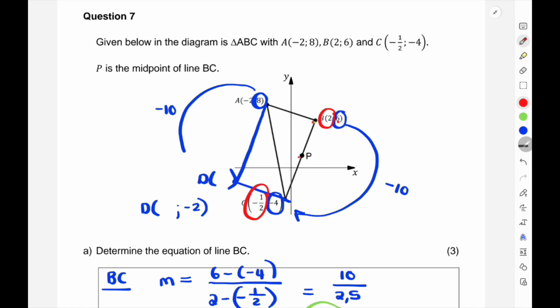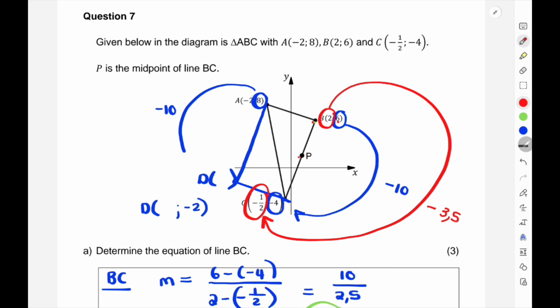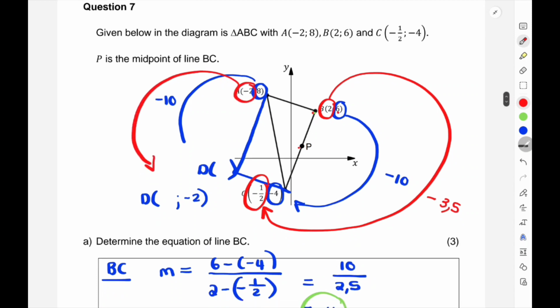2 minus 3.5 gives you negative a half. So I'm going to subtract 3.5 to get to that one. I need to do the same with the negative 2 minus 3.5, which gives you negative 5.5.